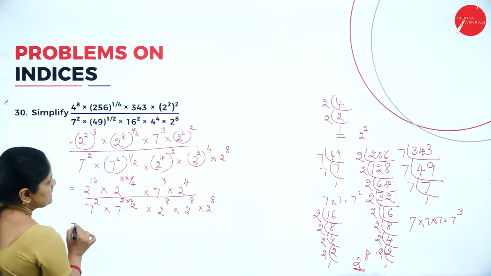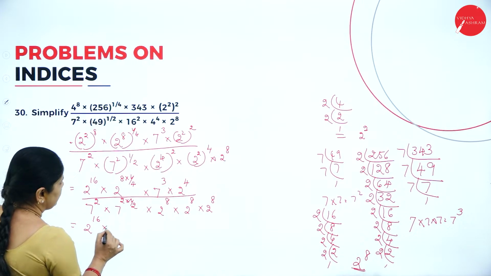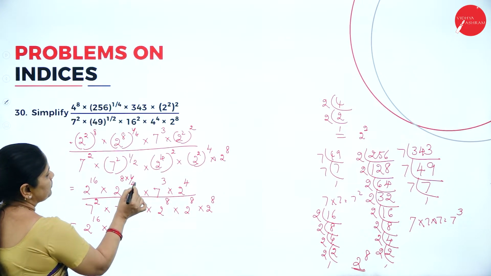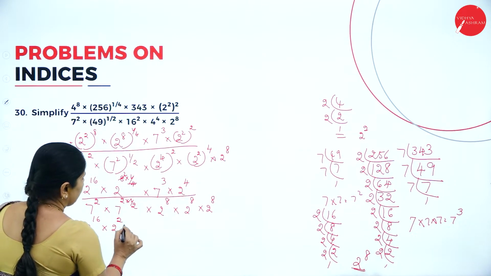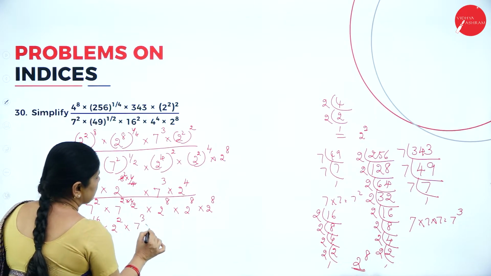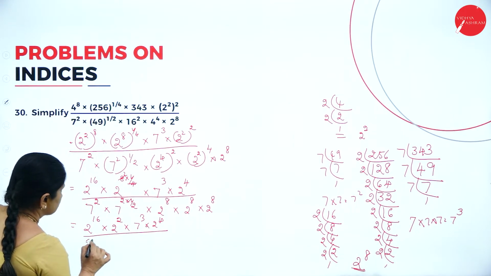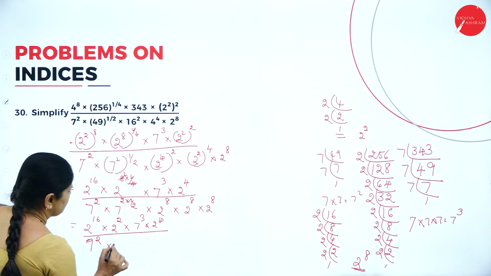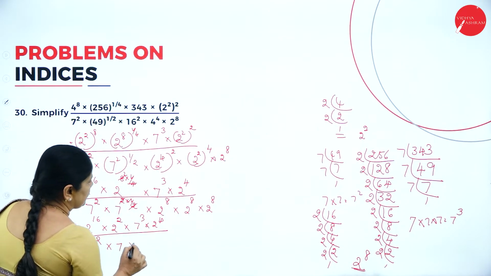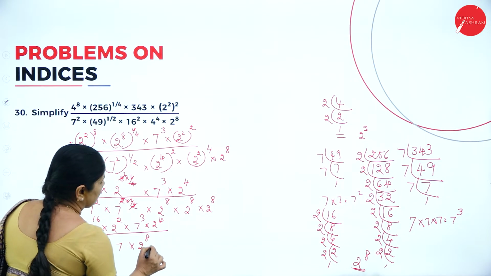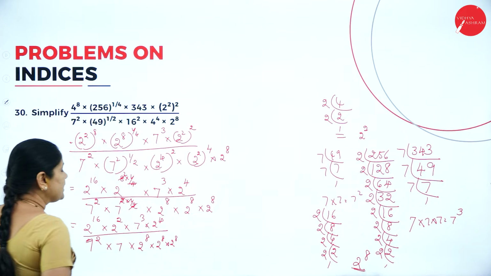Now I further simplify this. So I will get 2 to the power of 16 into 2 to the power of 8 divided by 4 is 2. So 2 to the power 2 into 7 to the power 3 into 2 to the power 4 whole over 7 square into 7. So 2 and 2 gets cancelled. So only 7 is remaining into 2 to the power of 8 into 2 to the power of 8 into 2 to the power 8.